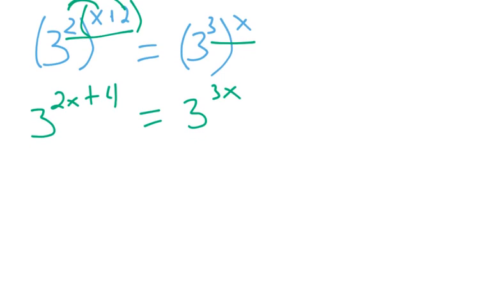Okay, so now what we've got is the bases are the same. They're both 3. So now what we can do is set the exponents equal to each other. 2x plus 4 is equal to 3x.